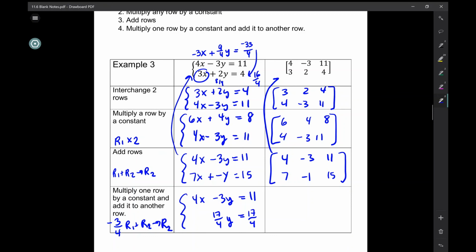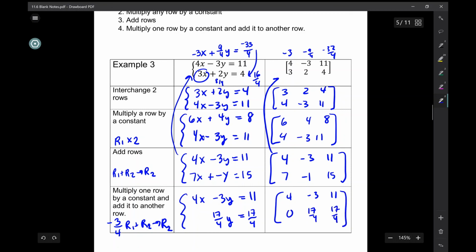We can do the same thing with the matrix part. So we're going to multiply row 1 by negative 3/4, and that's going to give us negative 3/4 times 4 is negative 3. Negative 3/4 times negative 3 is 9/4, negative 33/4. And when we add down, our matrix will be 4, negative 3, 11, 0, 17/4, 17/4. All right, so you can do the same things that you did in the process of elimination. And in fact, elimination is just kind of easing you into matrices that you can do in matrices.